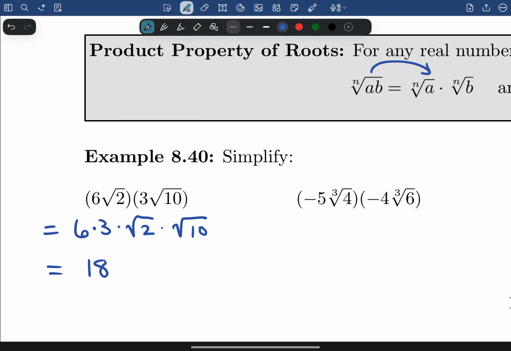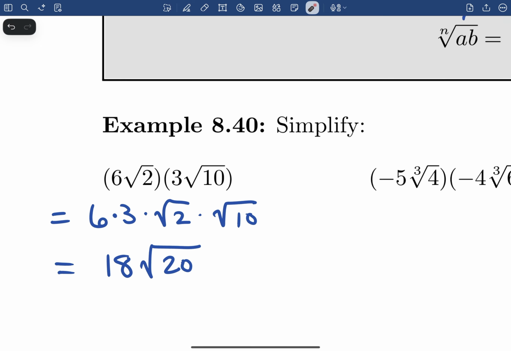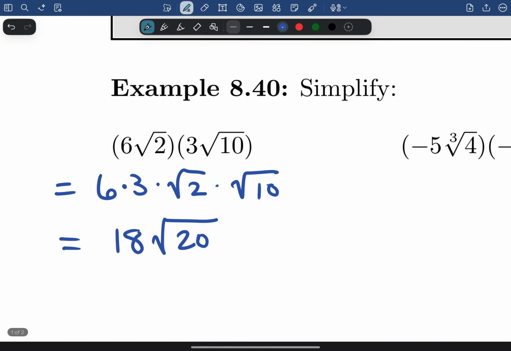Their product is 18. And then I've grouped the radicals together, 2 and 10, and I can write them as the square root of 2 times 10, which is the square root of 20. There we go, square root of 20. All right, now we ask a question. Can I take the square root of 20 and simplify it, right?